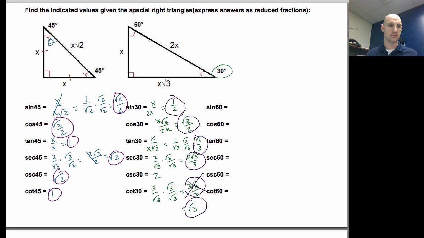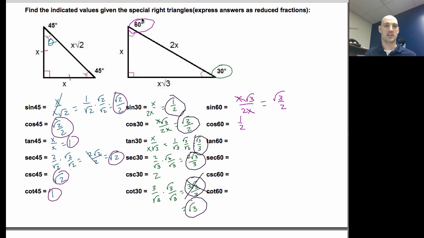Sine of 60. Let's use pink. Sine of 60, opposite over hypotenuse, x root 3 over 2x. The x's cancel, equals root 3 over 2. Hello, where have we seen that one before? Oh yeah, it's the cosine of 30. They go together. And so the cosine of 60 is going to go with the sine of 30. That's going to be 1/2.